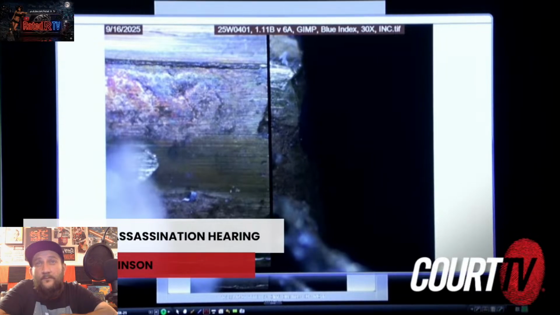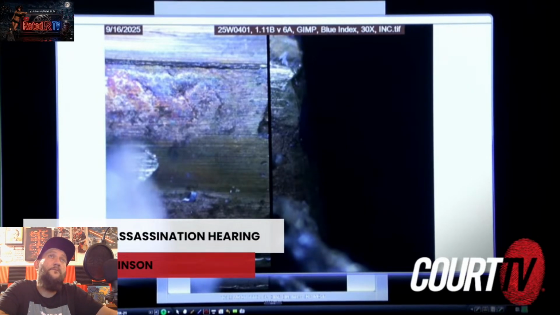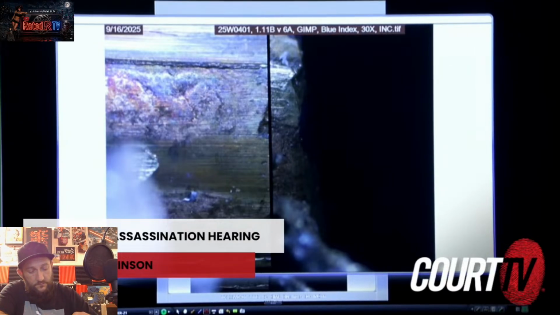GIMP stands for a groove impression, so I'm looking at a groove impression in this photo. Blue index means I'm specifically looking at the groove impression that I have put a blue indexing mark on so that I know where I am during the comparison process. Okay. 30x refers to the magnification that the photo was taken at, and then INC refers to inconclusive, the final conclusion. So I'm interested in the areas of disagreement. Are there areas of disagreement between the known and the unknown here that you could point us to?